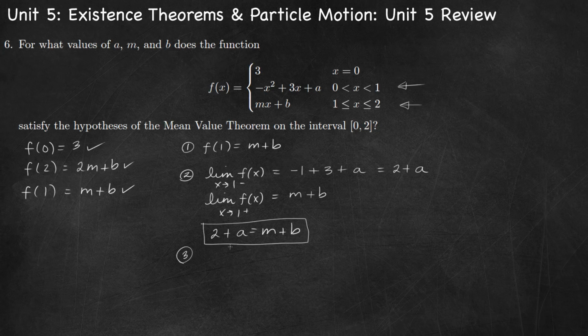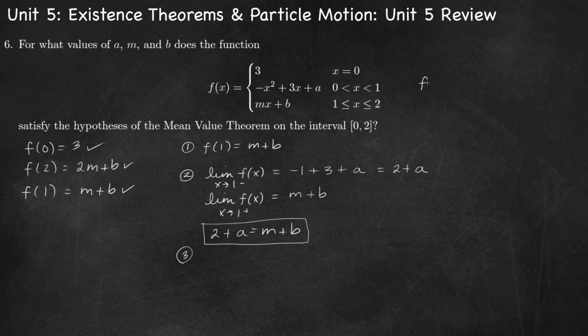The other part of the mean value theorem, the other condition, is that our function is differentiable on the open interval 0 to 2. Now, in order to be differentiable, we need the limit of the derivative to be the same as we approach 1 from both sides. We don't have to worry about endpoints because the theorem doesn't require differentiability at the endpoint. So I don't have to check anything about 0 and 2. I just have to check what's going on at 1.